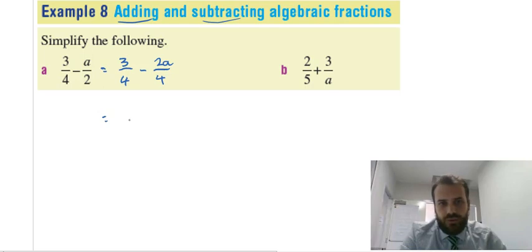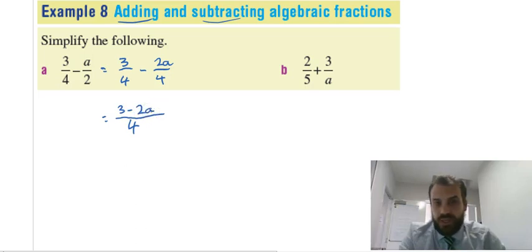Okay, now you'll remember that now all we need to do is subtract one fraction from another. And we do that by linking them using the denominator, and then just subtracting the top from the top. 3 minus 2a. That's it. That's the answer to that question. You're not going to get a nice neat little bit here. It's going to be 3 minus 2a. We can't go further because we can't group those terms because they're not like terms. And we end up with over 4 at the end.